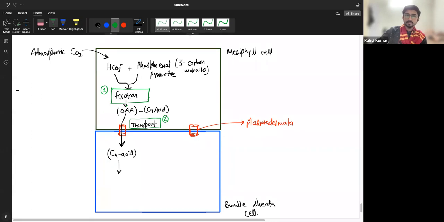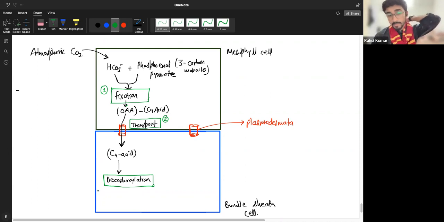In the bundle sheath cells, what will happen is decarboxylation. Now this is very puzzling, but in biology everything must have a reason. If it is benefiting the organism, everything must have a reason, which is to benefit the organism. If it is evolved like that, most of the things are like that, except for photorespiration, which we have not been able to understand till now.